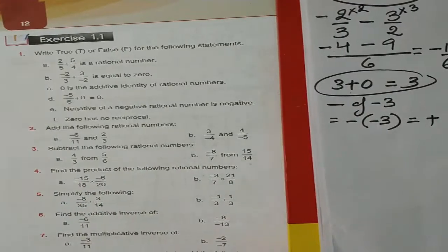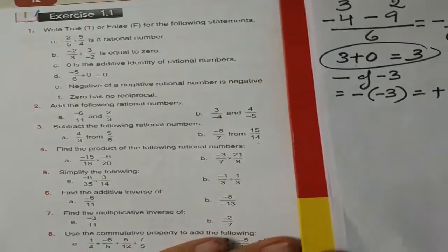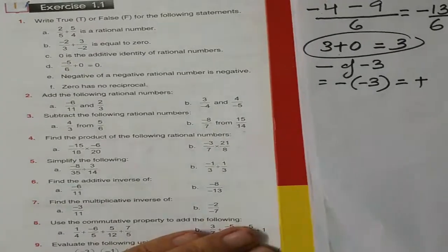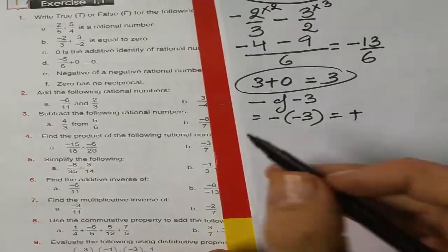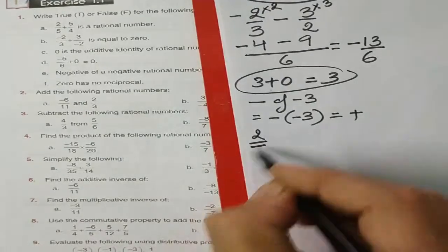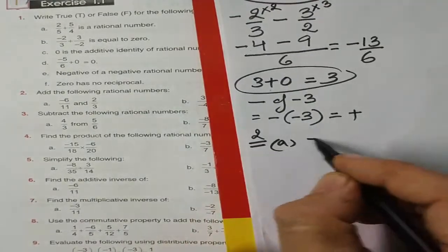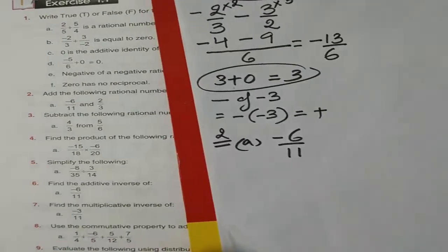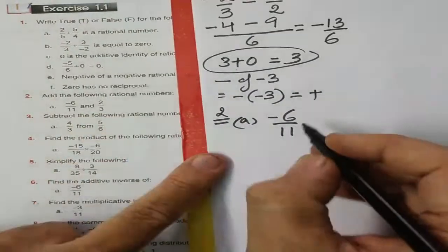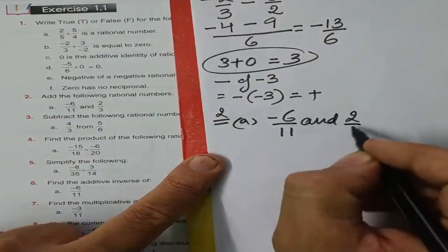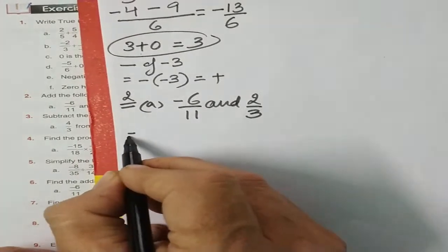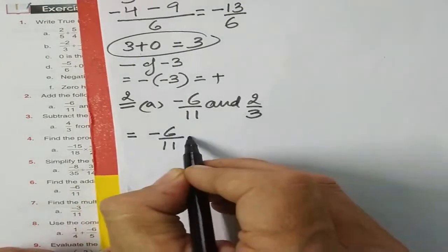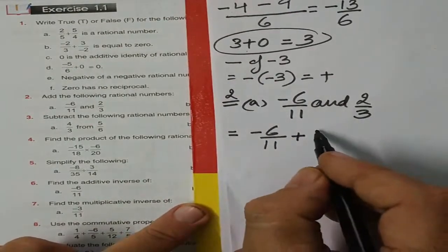Yes. Now from question number 2 onwards, it is written add and simplify. So how do you add and simplify? It is a revision exercise of the previous class. So question number 2, part A is minus 6 upon 11 and 2 upon 3. You have to simplify. We have to write minus 6 upon 11. It is written add the following, so you will add it, plus 2 upon 3.